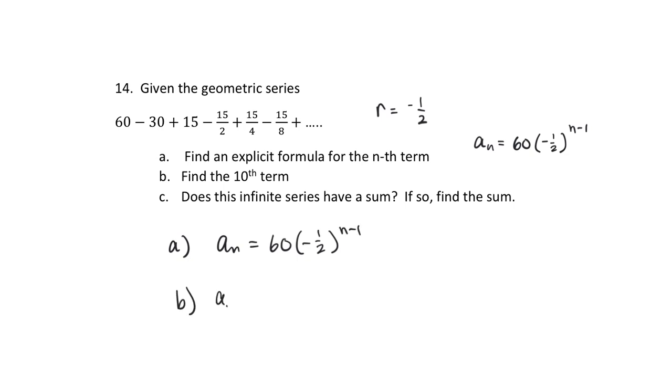For the 10th term, a sub 10, we just use our explicit formula, plugging in the 10 for n. That'll be raised to the 9th power. So this is -15 over 128.